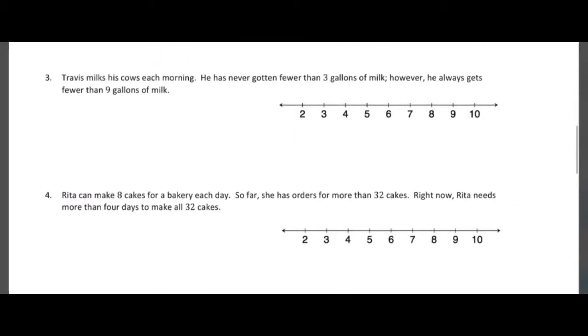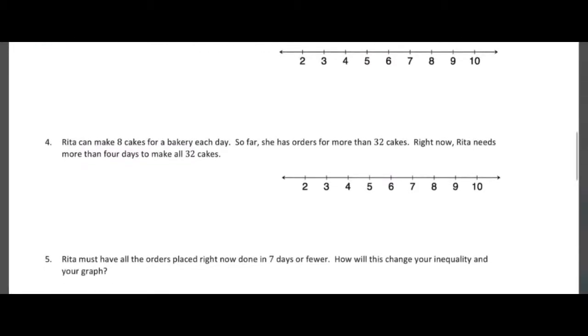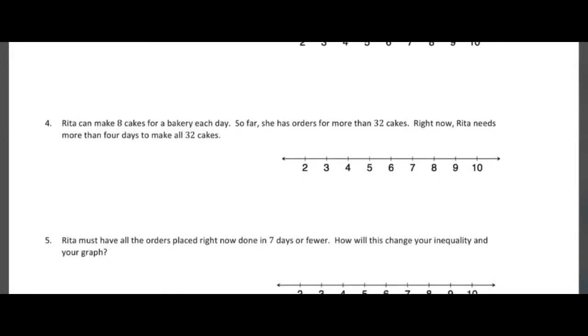All right, look at Travis. Travis is going to milk his cows in the morning. So I want you to try Travis's problem on your own. See if you can do it on your own. I think you can do it. Okay, try it, do it on your own. Okay, let's look at Rita. So Rita tricked me at first. It really did. I had to think about it for a second because there's quite a few numbers.